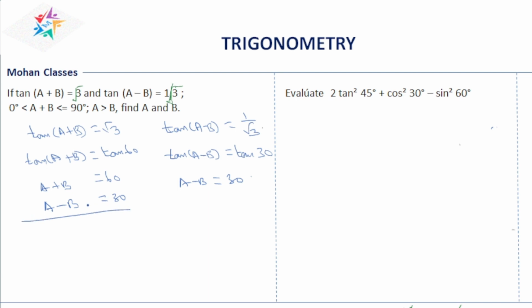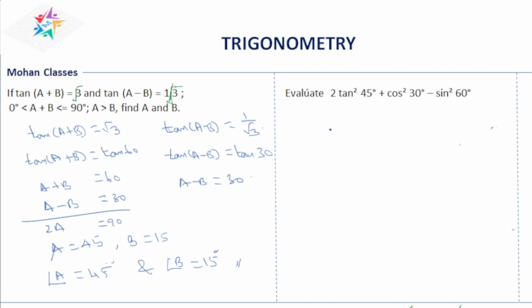So, if you are adding these two, what you will get? 2a is equal to 90. Therefore, a is equal to 90 by 2, 45. If a is 45, what is b? B is equal to 15, right? Because a plus b is equal to 60. Therefore, angle a is equal to 45 degree and angle b is equal to 15 degree. Find angle a and b.